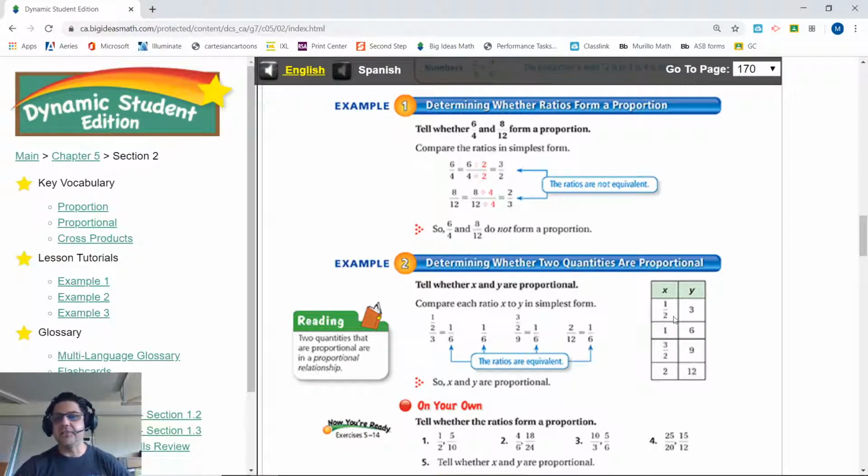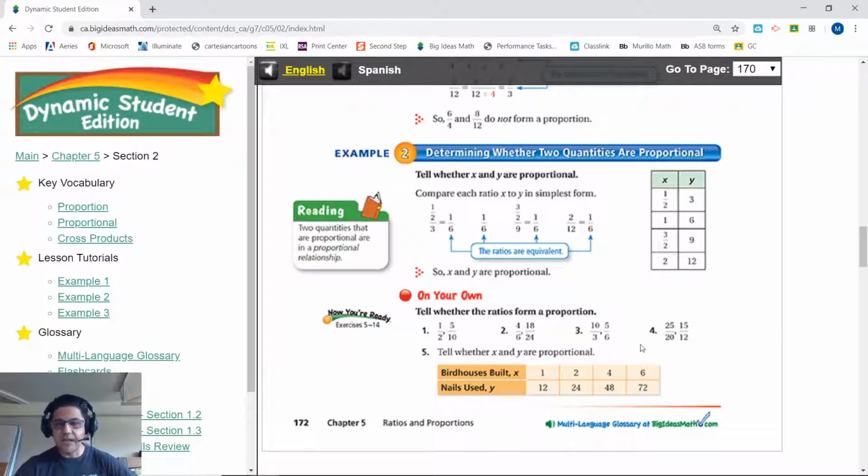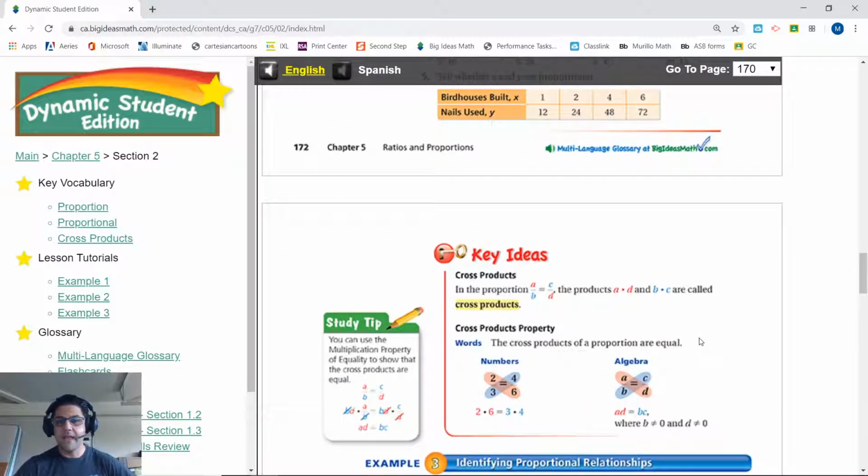But the idea is to look at each individual comparison and see if they could all come out to equivalent fractions. All right, so we'll do some problems together right there, just like what we saw. And our cross products, we're actually going to save that for our next lesson, so we're not going to worry about that too much right there.